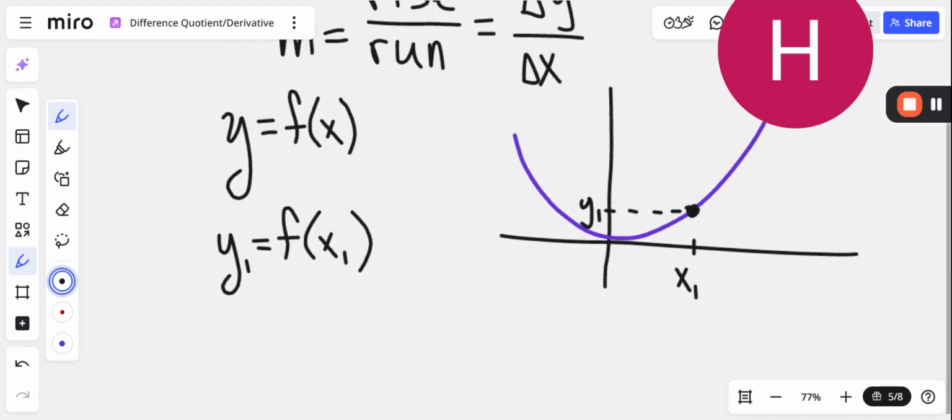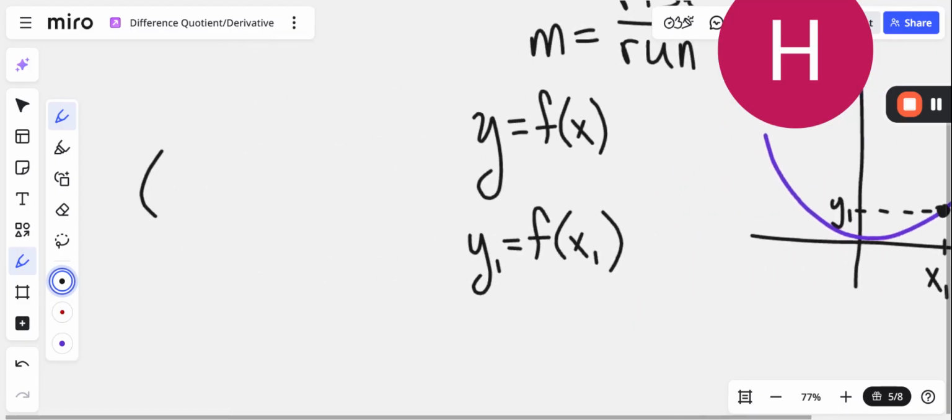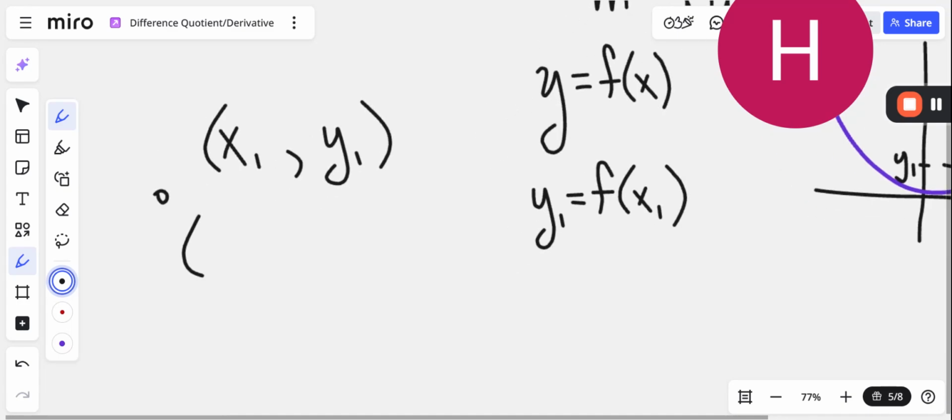Okay, so you can think of this point in two ways. You can think of the point as x1, y1, or you can think of it as x1, f of x1. Same thing. Nothing crazy there.